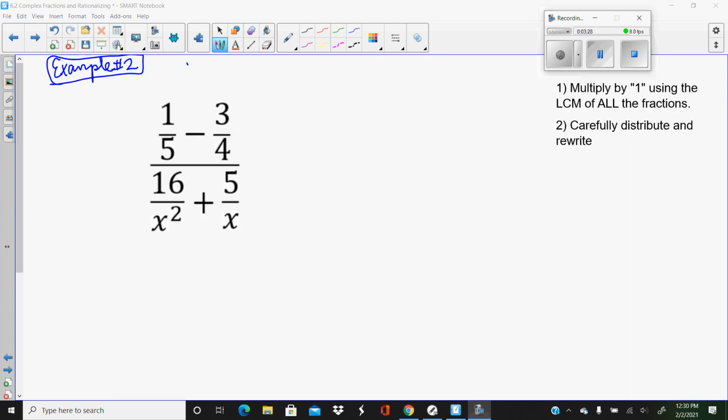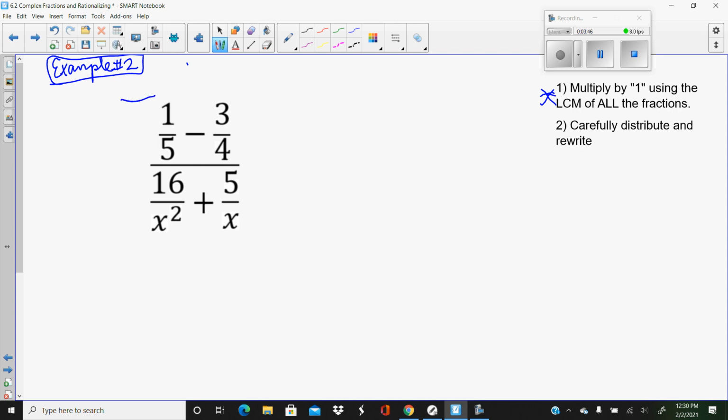All right, so let's look at another example here. We have 1/5 minus 3/4 over 16 over x squared plus 5 over x. And it looks very intimidating initially, but we just take the time to bust this fraction by finding the least common denominator, or least common multiple, of all of the fractions.